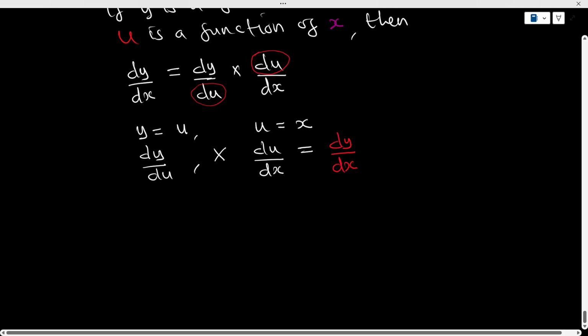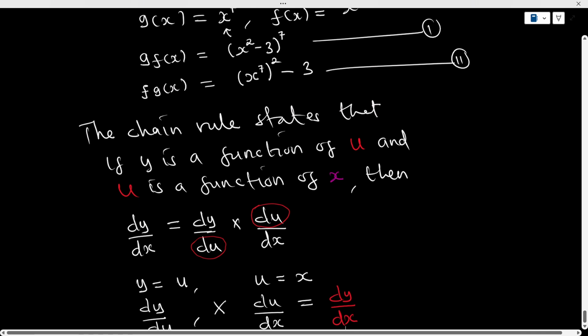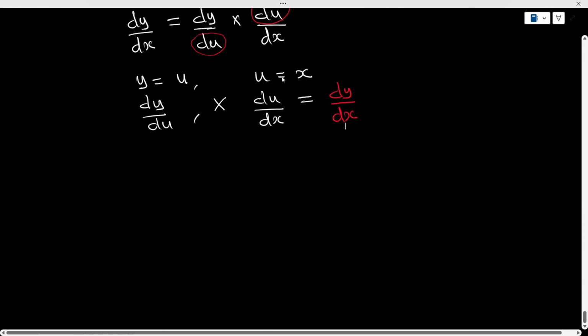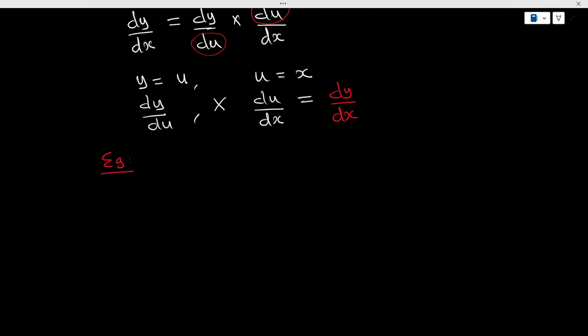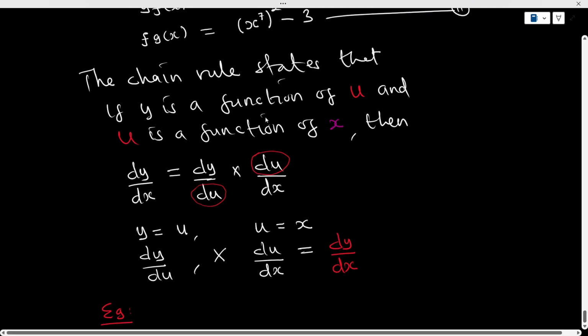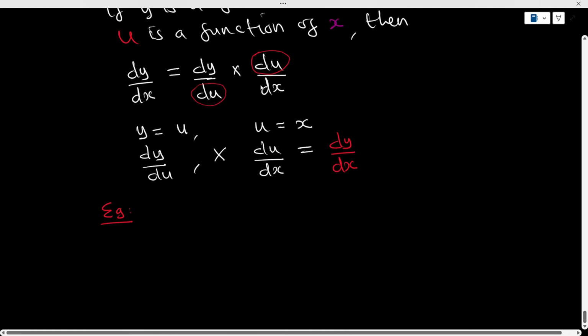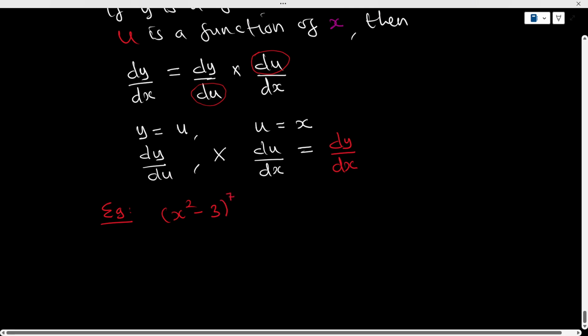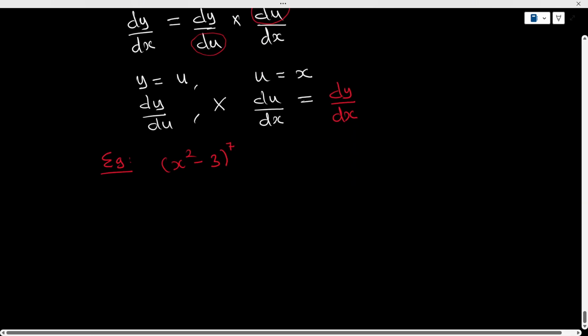Now let's take a look at the examples. Let me use the first function here, x squared minus 3 bracket raised to the 7th power. So the first part is going to be to really recognize which one is the y function and which one is the u function here.